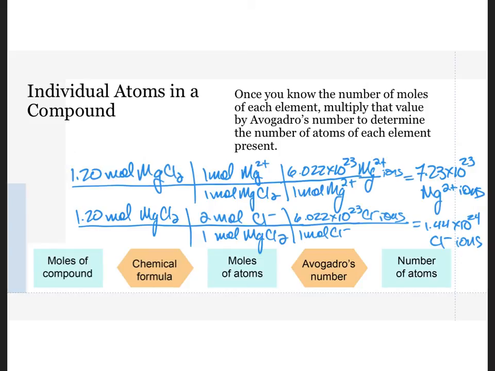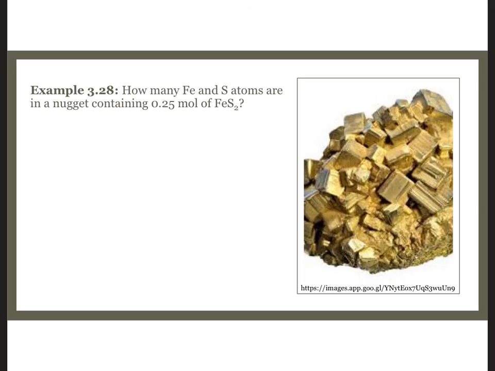Let's try another example. How many iron and sulfur atoms are in a nugget of fool's gold that contains 0.25 mole of FeS2?